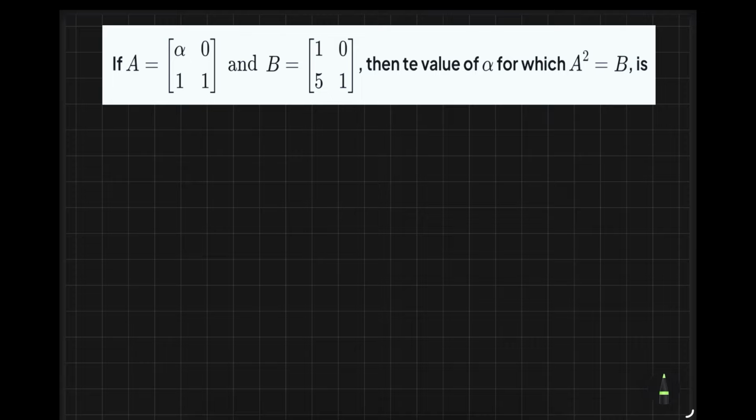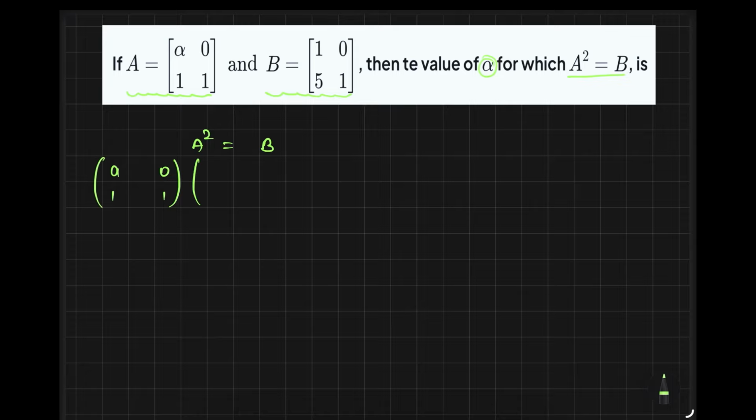So, we are back with a wholesome new question which says: if A equals this and B equals this, then find the value of alpha for which A square will be equal to B. Okay. So, you know that they have given A square equals B. So, first try to find out A square. So, A is [alpha 0].